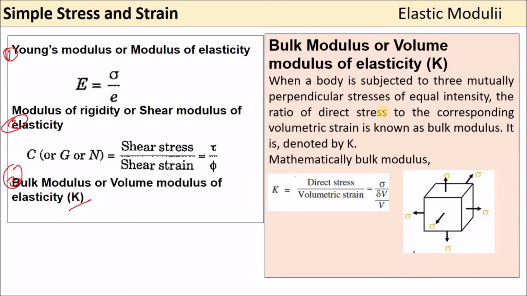And what is this? When a body is subjected to three mutually perpendicular stresses of equal intensity, the stress is the same value on all three faces. You can say if it is a sphere, the stress will be the same in all directions. At that time, bulk modulus equals direct stress sigma divided by volumetric strain, change in volume divided by actual volume.